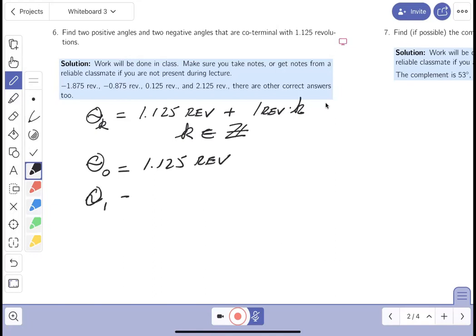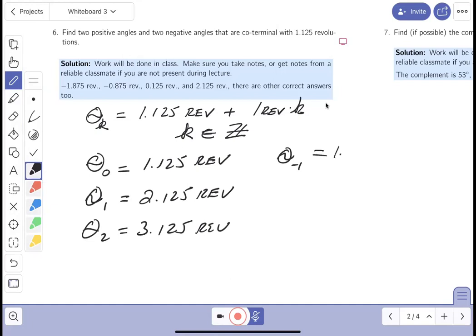Theta sub 1, what's that going to be? 2.125 revs. Theta sub 2, I'm getting tired already. 3.125 revs. Let me do theta minus 1. A little more complicated. Let me write this down for you. So it's going to be 1.125 revs. If k is minus 1, I'd have minus 1 rev. What's that going to be? Well, that's pretty simple. It's 0.125 revs.